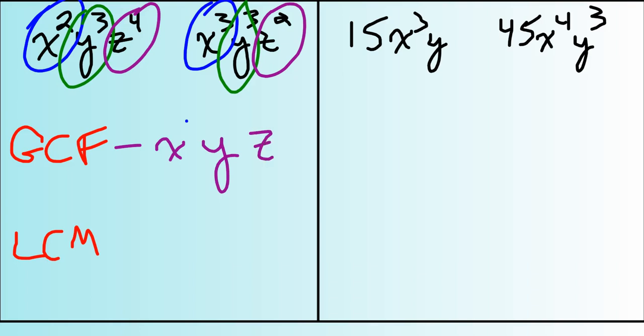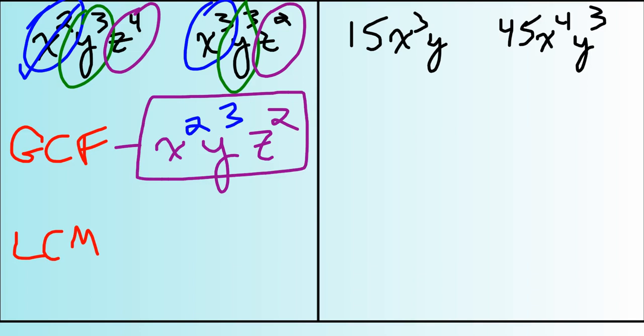We're going to need 2 x's because that's the number that the 2 can share. X cubed, y cubed, z squared has 3 x's, but x squared, y cubed, z to the fourth can't share 3 x's because it doesn't have 3, so we take the smallest number. They both have 3 y's, so that's what's in common, and there are 2 z's in the right-hand expression, so our GCF is x squared, y cubed, z squared.